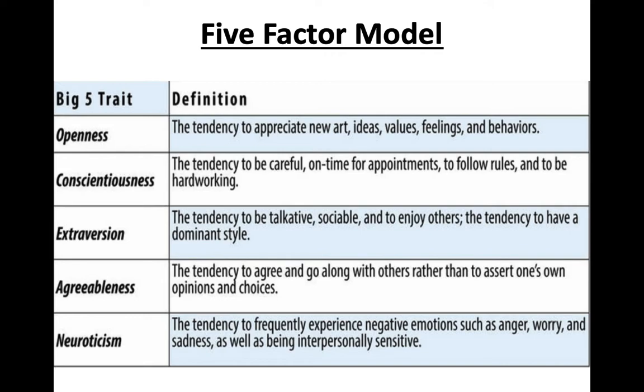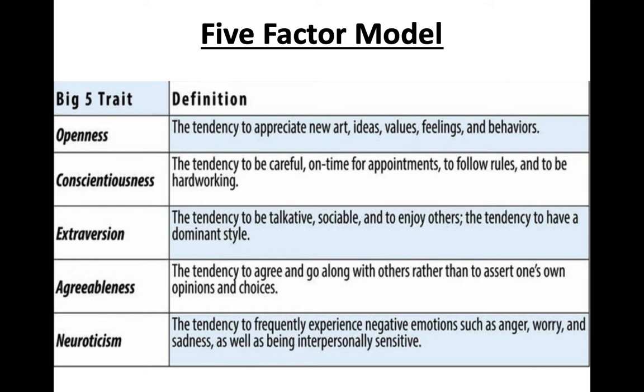Agreeableness is the tendency to agree and go along with others rather than to assert one's own opinion and choices. An agreeable person will agree with others about their political opinions and social values. They're often described as good-natured, forgiving, overly trusting, and helpful. An individual low in agreeableness might quickly and confidently assert their own rights and opinions, but be irritable, manipulative, uncooperative, and sometimes rude.